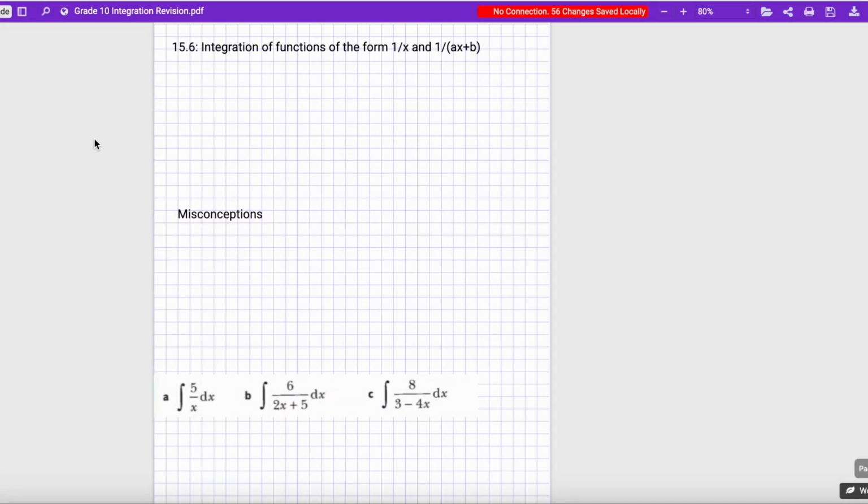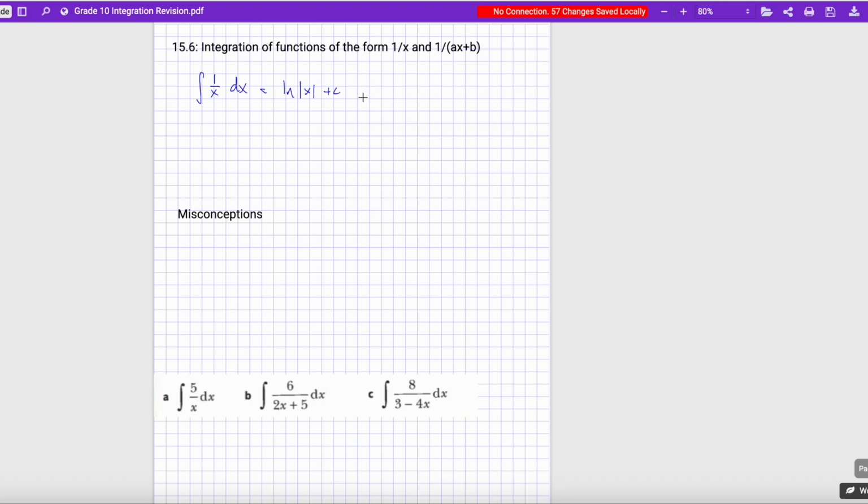We are at topic 15.6, where we're going to integrate functions of the form 1 over x or 1 over ax plus b. Alright, so let's just talk about the rule to integrate 1 over x dx, and essentially that will be ln mod x plus c.